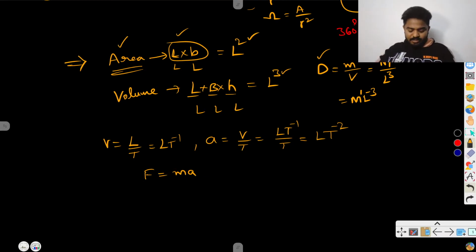Coming to F = ma, if you observe carefully, the dimension formula of force: for mass it is M, for acceleration LT^-2. So this is the dimension formula of force.